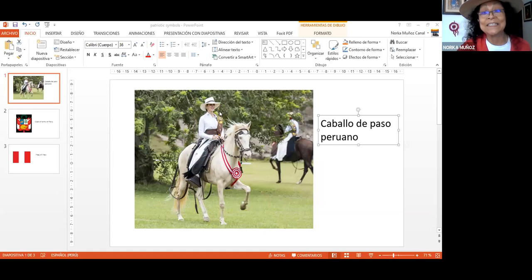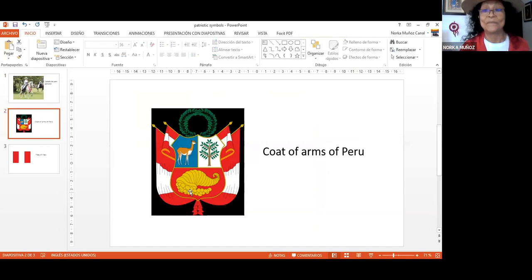Thanks, Steve. So, well, I would like to share my screen. So, first, you can see here this is the Caballo Peruano de Paso, or Caballos de Paso Peruano, and she is the girl that is wearing the hat. So, Peru has several patriotic symbols. One of them is this one. In Spanish, we call it el escudo peruano. I don't know if in English we can say it is the coat of arms of Peru.